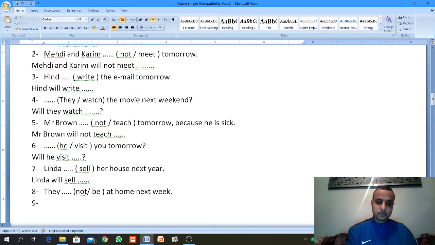Finally, we have: they not be at home next week. So this is a negative sentence because we have not. So what is the rule for the negative? Subject plus will plus not plus infinitive without to. What is the subject? They will not be at home, and we continue our sentence.